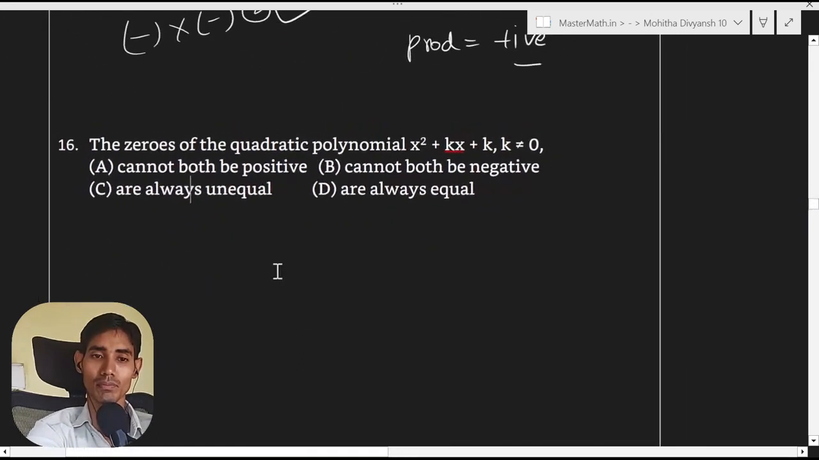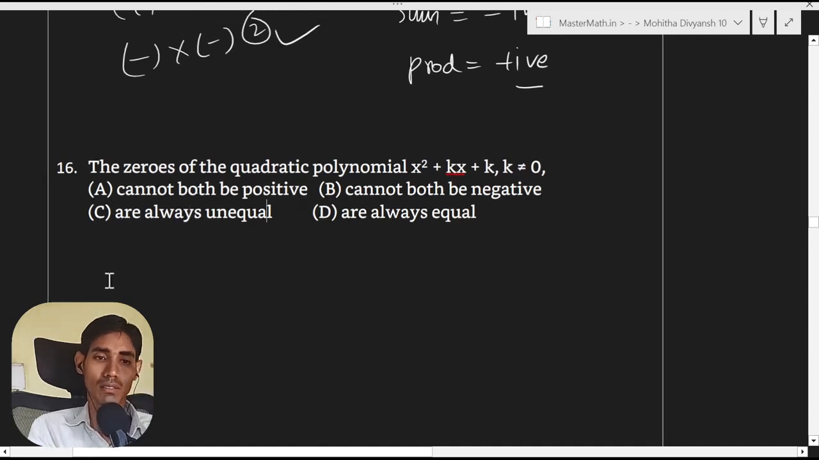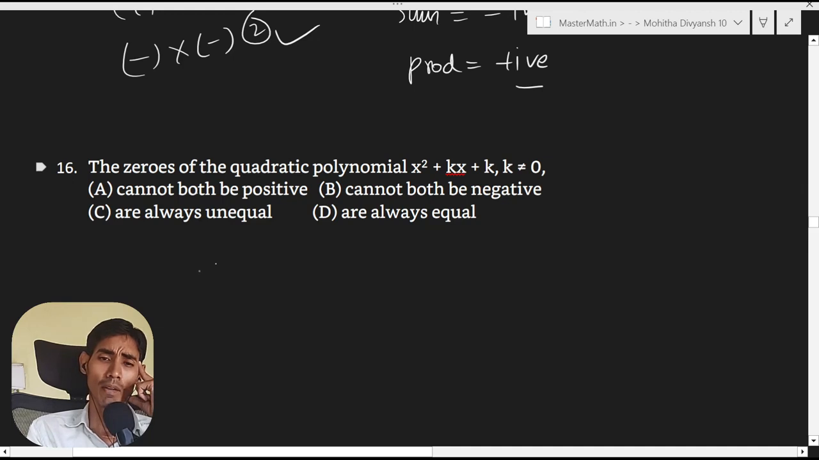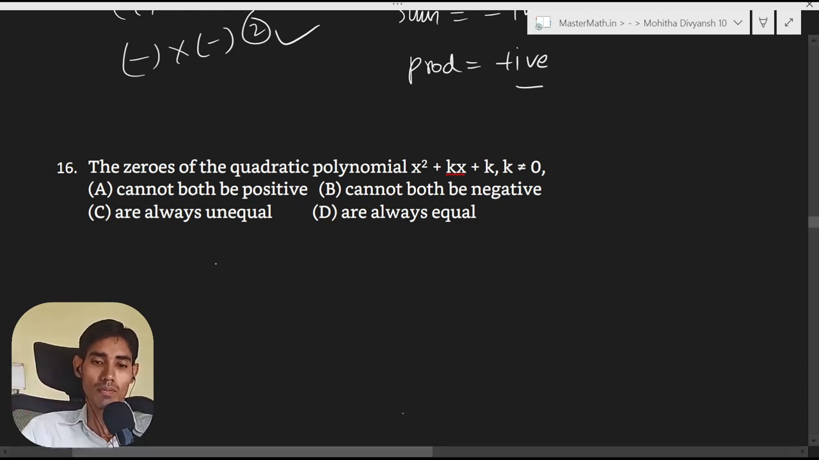So either way you can use some rough values also, trial and error, or you could be a little more specific, more mathematical. So now 16th. Again you can take some values of k, positive, negative, two different cases. K is not 0, so you can take positive, negative values, two cases, and then try to solve this.